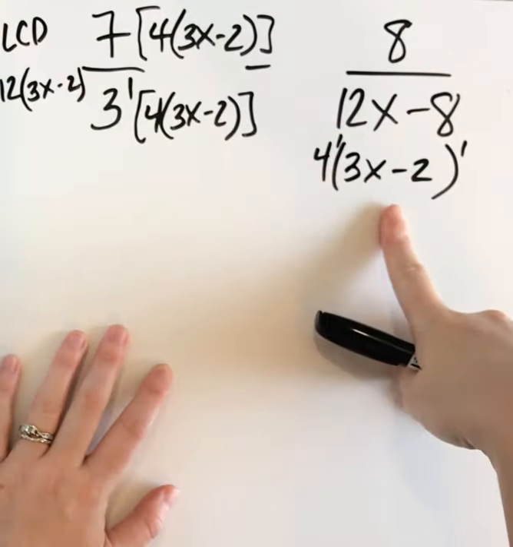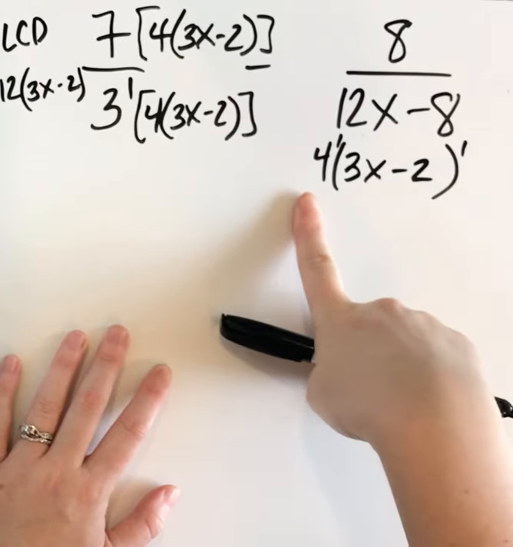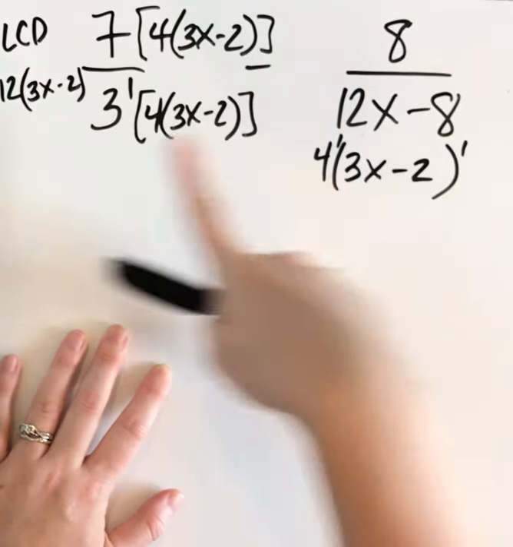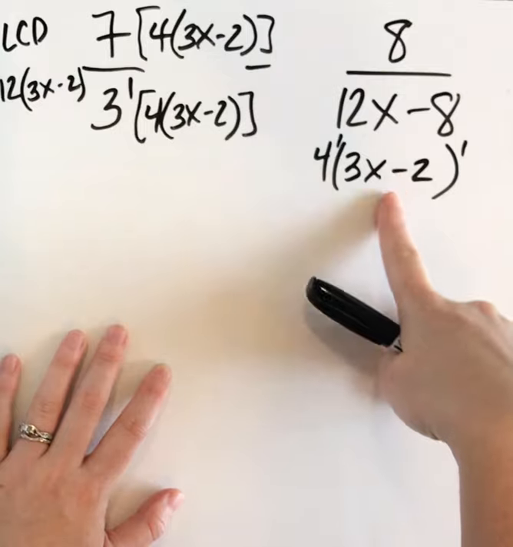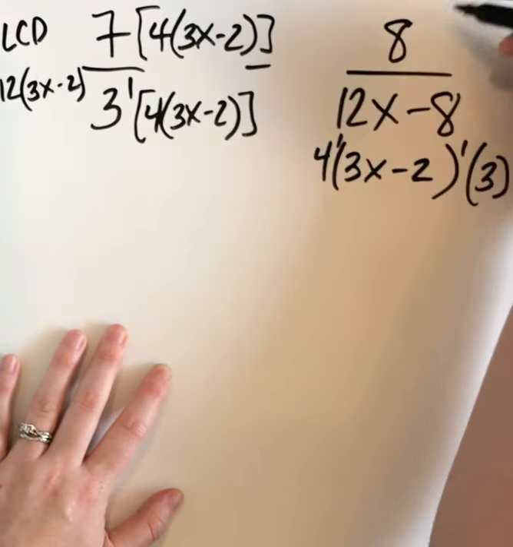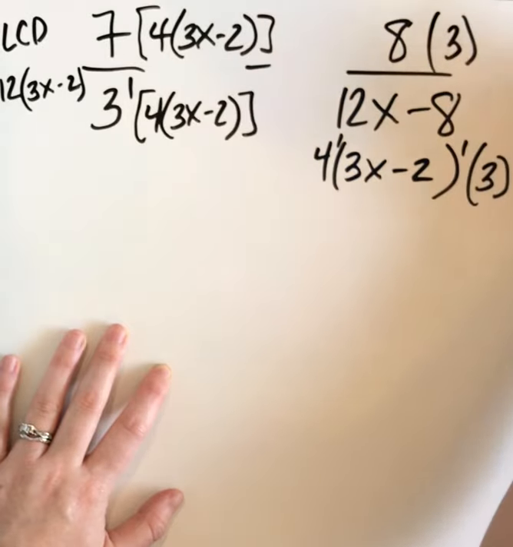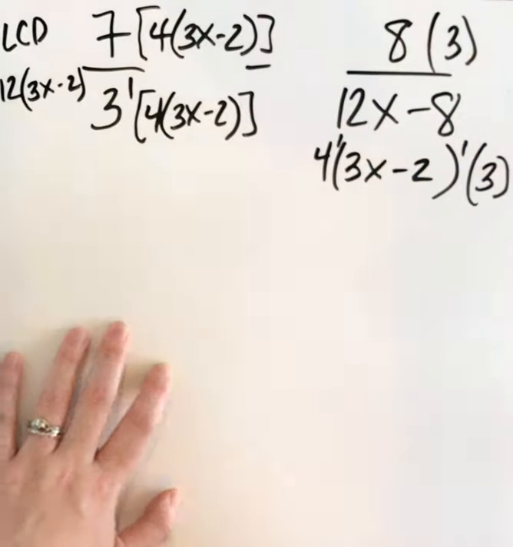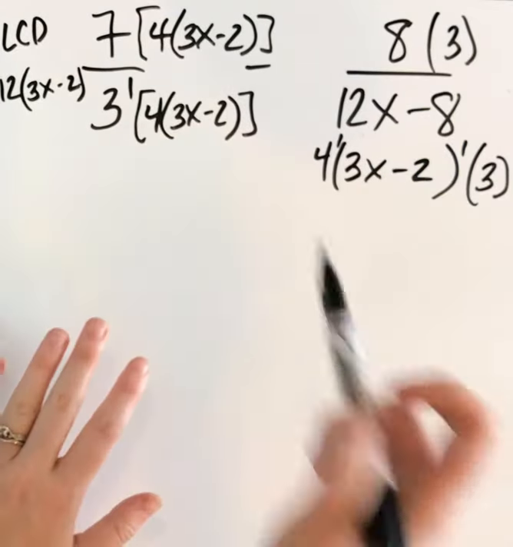Let's see what's missing for this one. For this one, we have a 4, 3x minus 2, so to get to 12, we have to multiply by 3. And again, whatever we do to the denominator, we have to multiply it to the numerator so that we're really just multiplying by 1, because anything multiplied by 1 is just itself. So let's see where we're at right now.